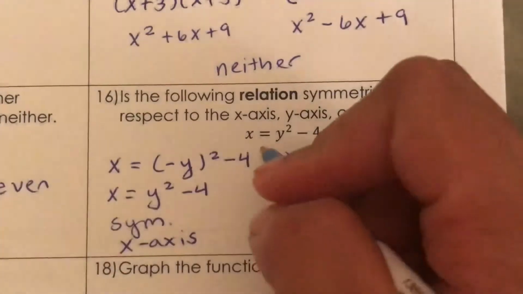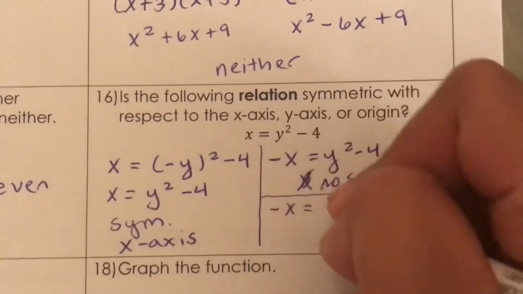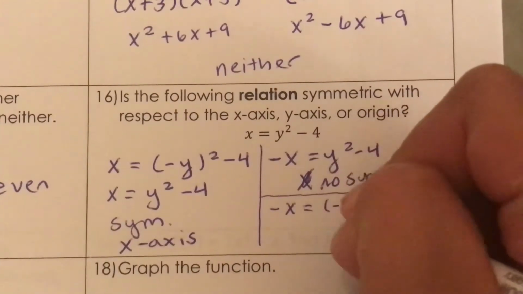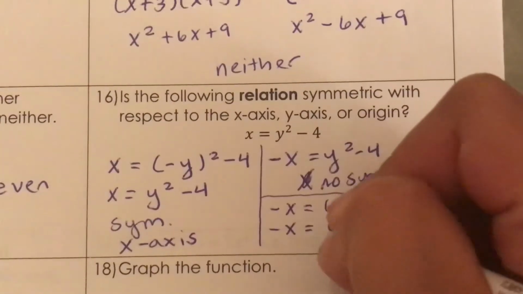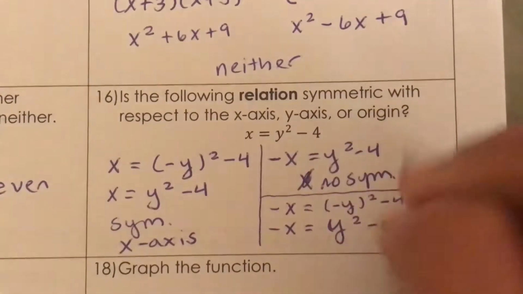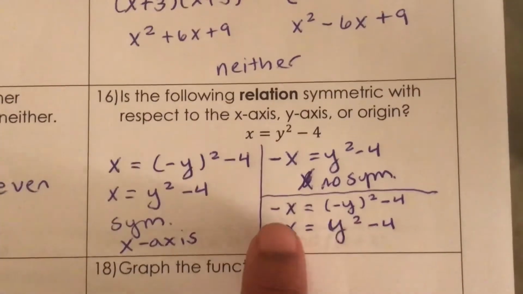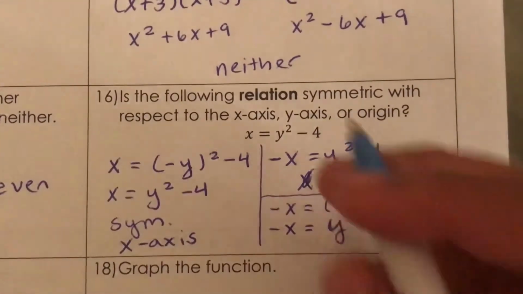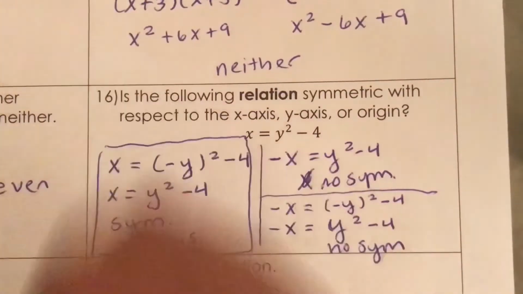And then if I check my origin, I would change both. So negative x and negative y squared. The negative x stays the same. I'm sorry, negative x stays negative x. Negative y squared is positive y squared, but it's not what I started with, so again, there's no symmetry. So my answer is only with the x-axis.